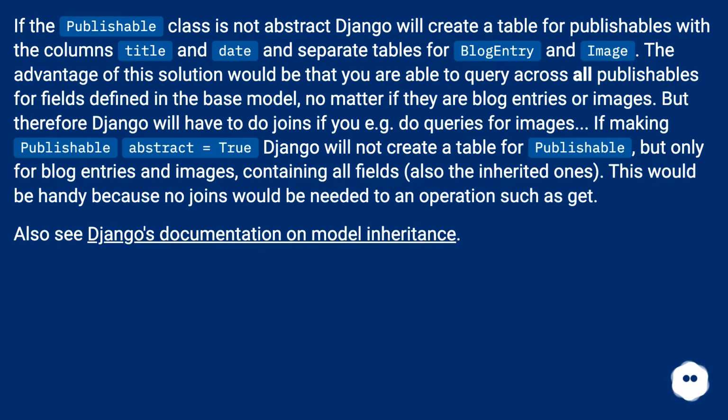do queries for images. If making Publishable abstract equals True, Django will not create a table for Publishable, but only for blog entries and images, containing all fields, also the inherited ones. This would be handy because no joins would be needed for an operation such as get. Also see Django's documentation on model inheritance.